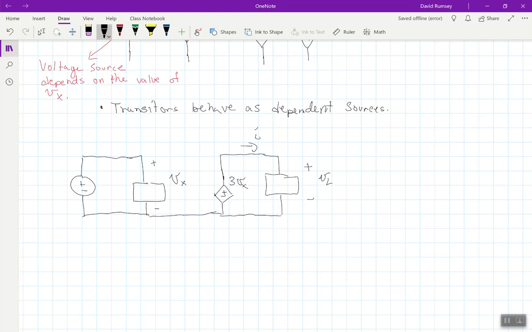Okay, so this is the circuit we're going to be looking at here with some circuit elements, and this power supply here is 9 volts.